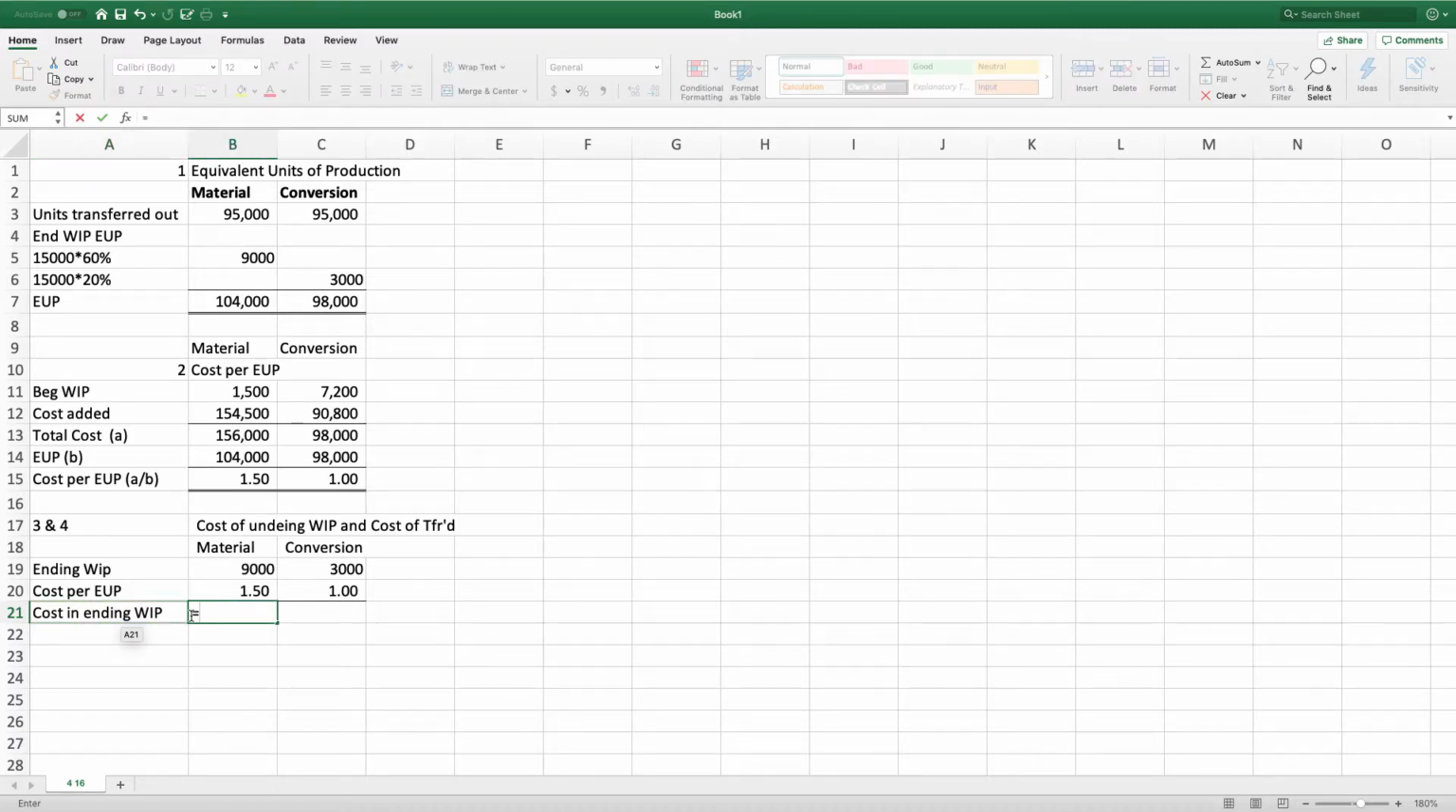Well, I just multiply. With respect to material, I got 9,000 equivalent units times $1.50. I got $13,500. With respect to conversion cost, I do the same thing, right? How many units do I have in ending WIP? 3,000 times my cost per equivalent unit with respect to conversion cost, which is $1. I got $3,000.